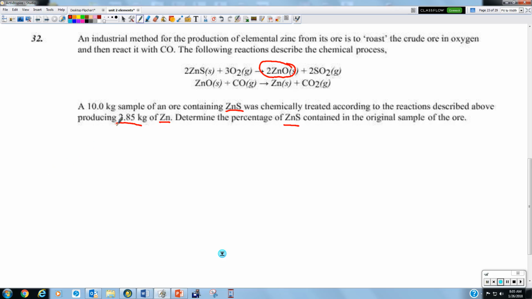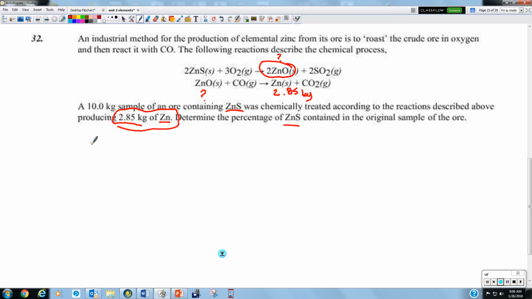The first thing I want to do is my stoichiometry to find out what's happening. Right now I have 2.85 kilograms, and I need to know zinc oxide. Why am I choosing zinc oxide there? Because zinc oxide is in both reactions. So if I can get here, I can determine here as well.